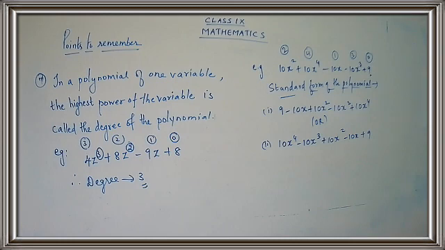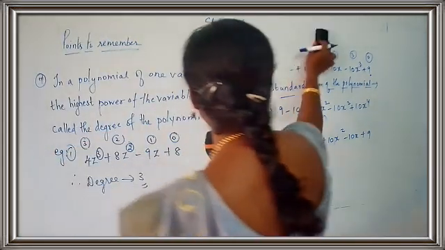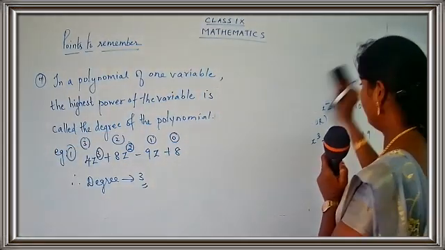Okay. I'll just give you one more example over here. Have you taken this down? Are you clear with this part, children? Okay, I'll just give you one more example. Just put this as number 1. I'll give you one more where you have more than one variable.